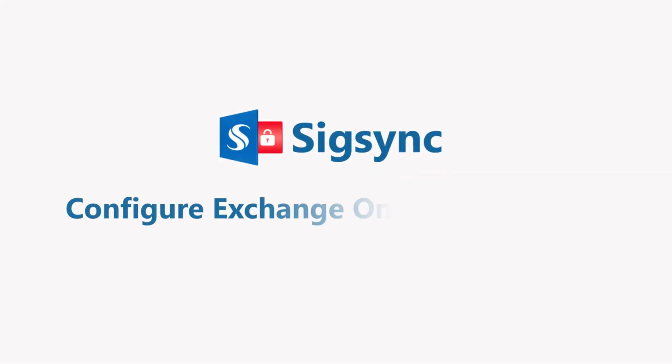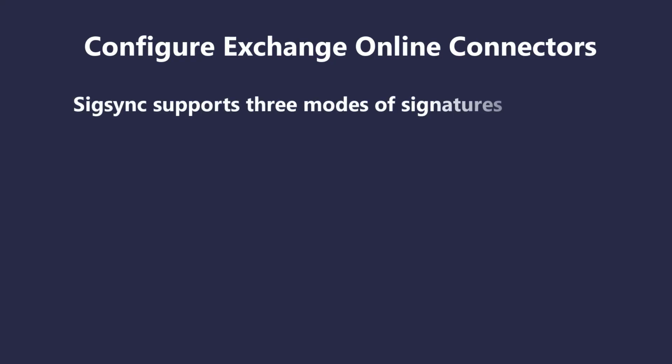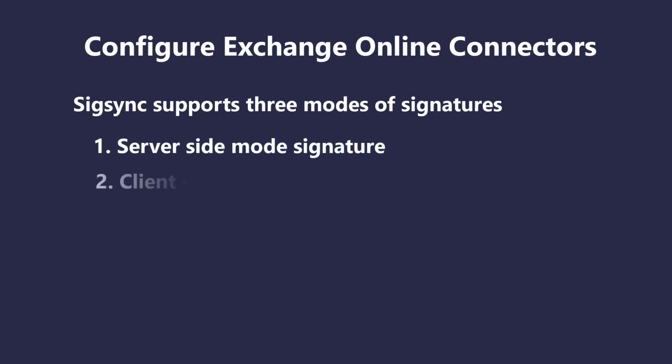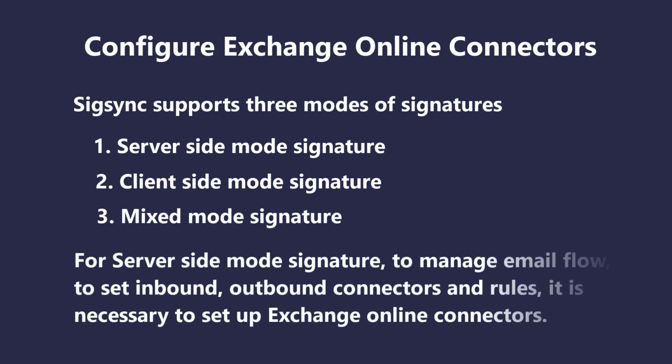This video demonstrates how to configure Exchange Online connectors in Sigsync. Sigsync supports 3 modes of signatures: server-side mode signature, client-side mode signature and mixed-mode signature. For server-side mode signature, to manage email flow, to set inbound-outbound connectors and rules, it is necessary to set up Exchange Online connectors.